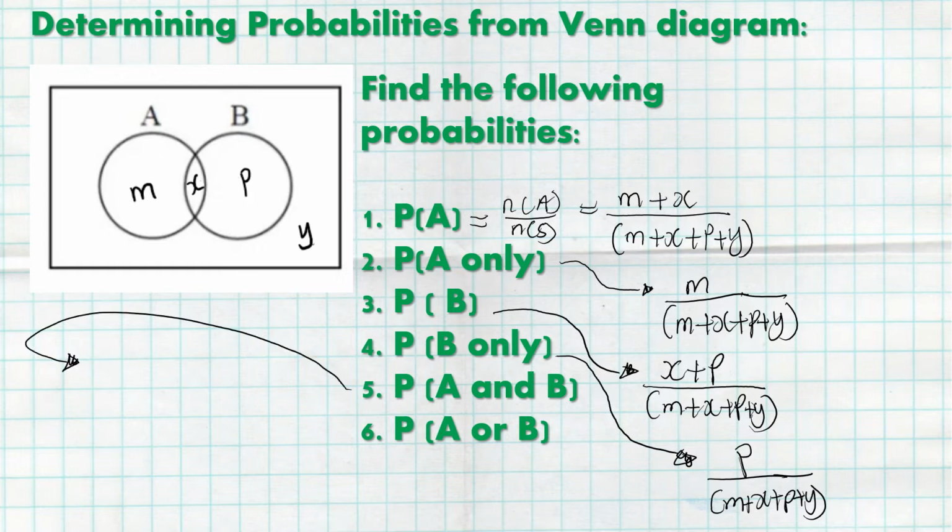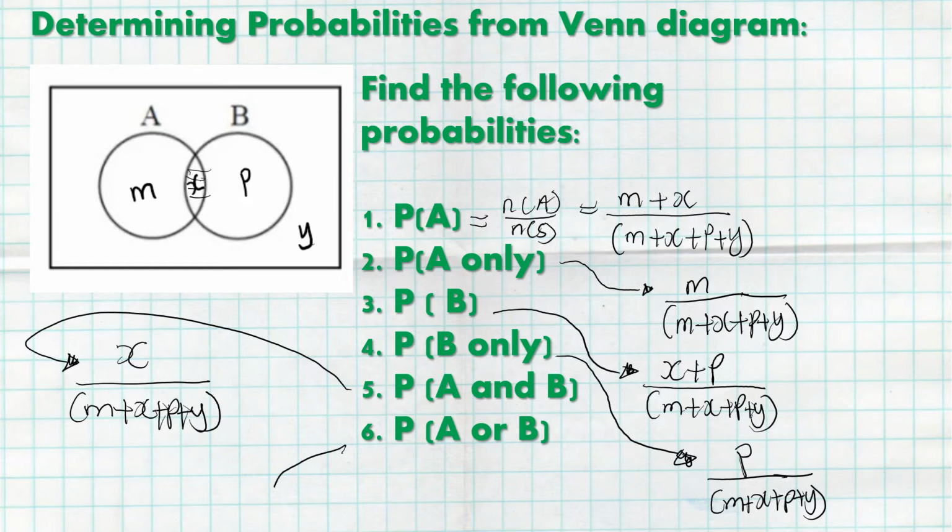Okay, so for your number 5, they want the probability of A and B, right? A and B is on our what? On our intersection. It is the intersection between the two events. A and B is that point there, right? So it's going to be the number of events in A and B, which is only X, over the total number of the sample space, which is M plus X plus P plus Y.